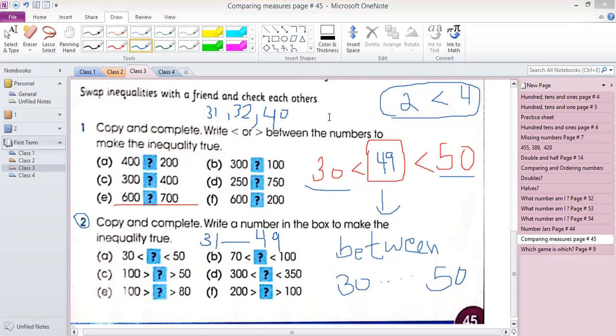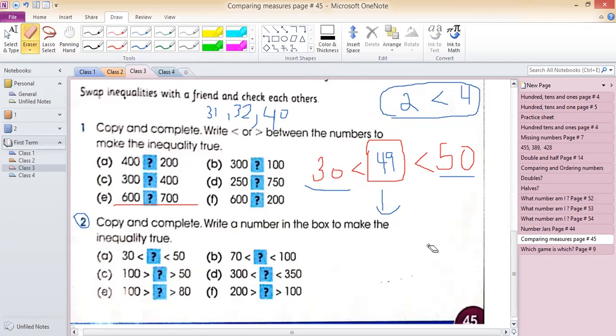Very good. So the number should be between 30 and 50, meaning starting from after 30: 31, 32, 33, and check up to 49, any number you can write. If the number is greater than 30 and less than 50, you can write any number between 30 and 50.